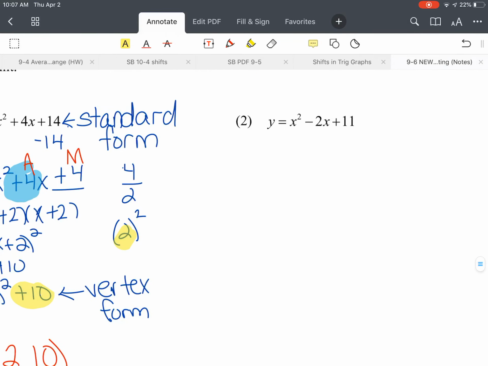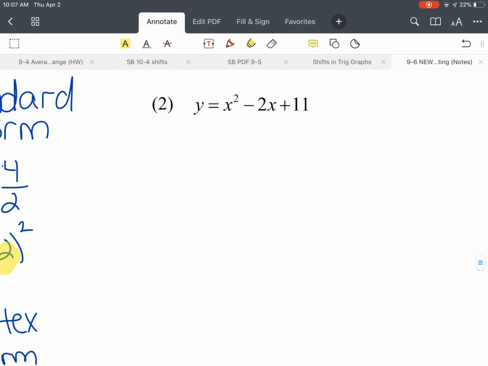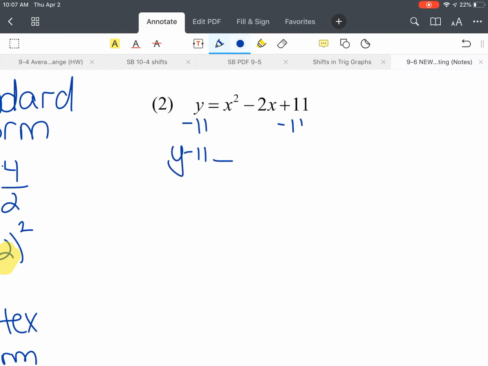Let's take a look at number 2. So first thing I want to do is move the 11 over. Okay, and then let's think about what we need to add to both sides. Going to take negative 2, divide it by 2, that's negative 1. And square that. Negative 1 squared is a positive 1.